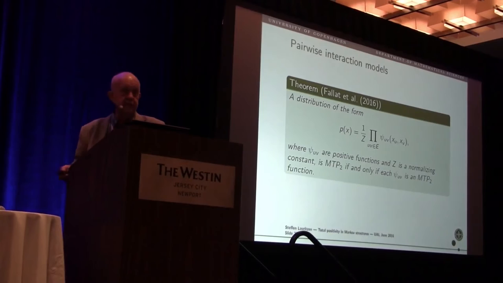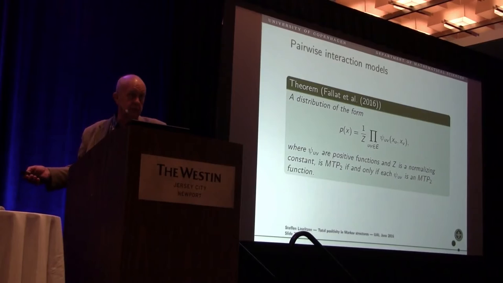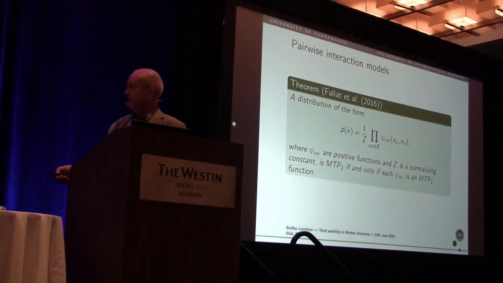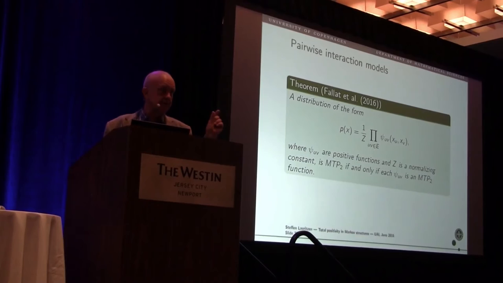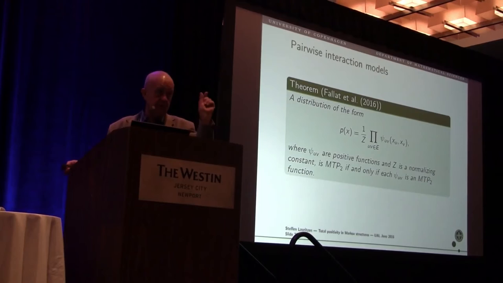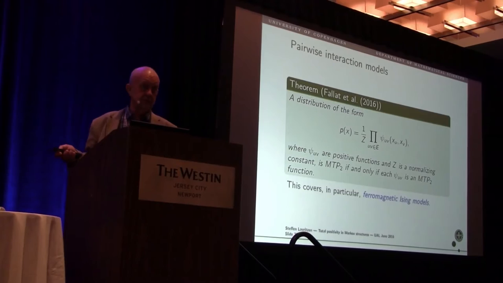Suppose that any distribution is made up by pair interactions, like an Ising model, for example. Somebody would call this an Ising model, but the variables don't have to be binary. That's the point. So take any positive function, and suppose Z is just a normalizing constant, the usual Zustandssumme. Then the distribution of this form is MCP2 if and only if each factor is MCP2. So if all interactions between variables are pairwise, then MCP2-ness just means that each of these pairwise interactions is MCP2. And that has nothing to do with causal or non-causal or anything like that. This covers the Ising model as a special case.